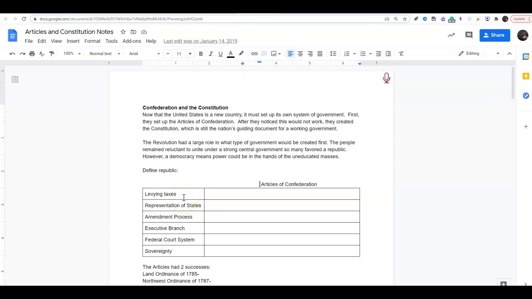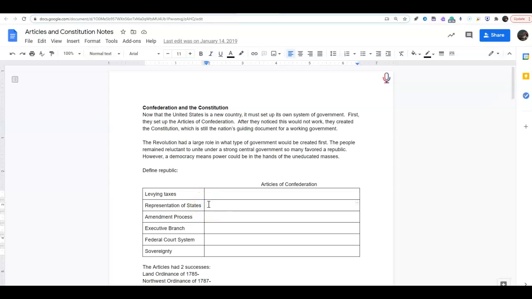So levying taxes. Levying means collecting. So right here, if you don't know what levying means, type in collecting. What you should be adding in here is the federal government could not collect taxes from the citizens. Only the states could. All right? So that was the first issue. The government was in debt and it needed money, and it couldn't get money because it wasn't allowed to collect taxes.